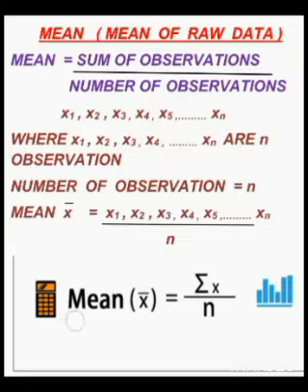So children, let us represent all this in short form. How will you represent it in short form? We use a symbol which we call sigma, children. That is a Greek symbol. So mean x bar is equal to sigma x by n. Sigma x means x1 plus x2 plus x3 and so on up to xn, the sum of the observations, by the number of observations, n.